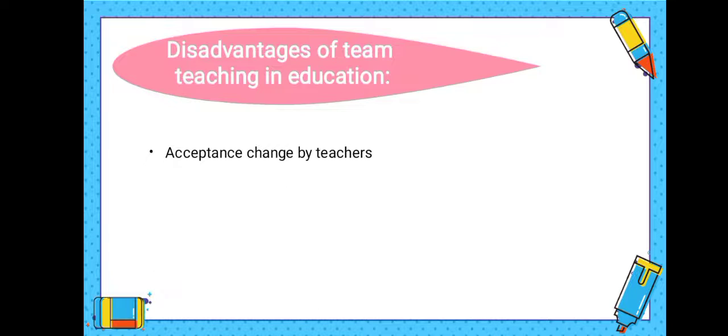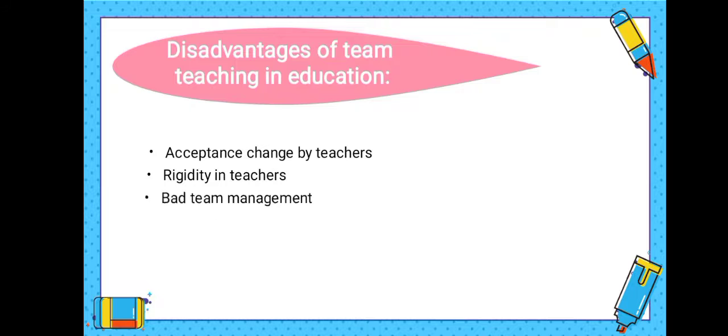Now the disadvantages. Acceptance of change by teachers. Teachers are often rigid and want to stick to the traditional teaching techniques. Team teaching can be effective if teachers are willing and happy to involve themselves with the new form of teaching. A forced approach is bound to fail.